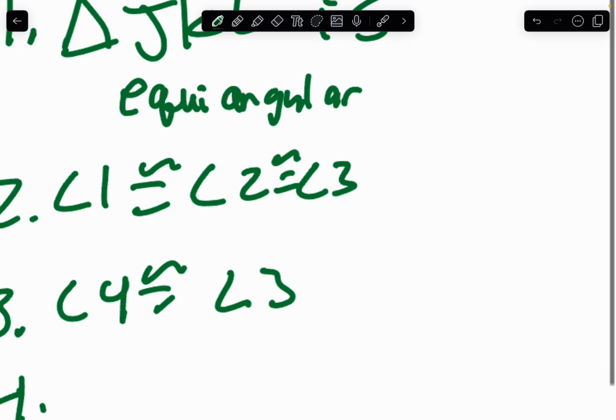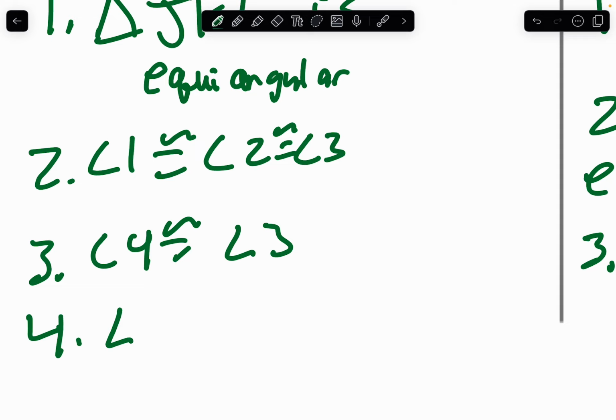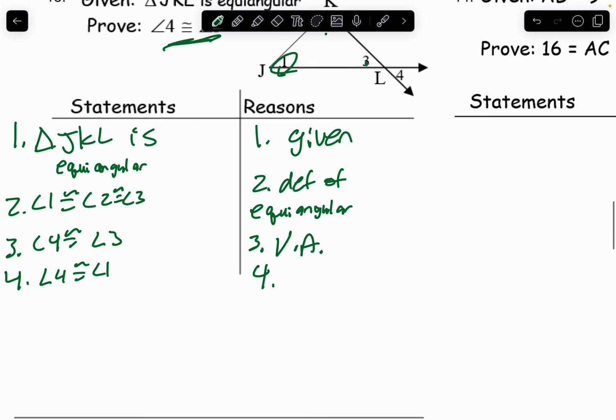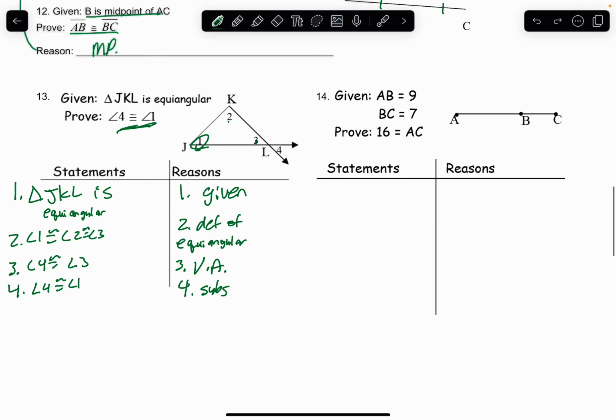Now, look at this. We have 4 congruent to 3. We have 3 congruent to 1. Does that mean 4 is congruent to 1? It sure does. Angle 4 is congruent to angle 1. Bonus points. Do you know how big these angles are? Think. We're going to call that substitution. If all these angles are equal, they're all 60 degrees. So that means angle 4 is also 60 degrees. Nice work. All right, 14.